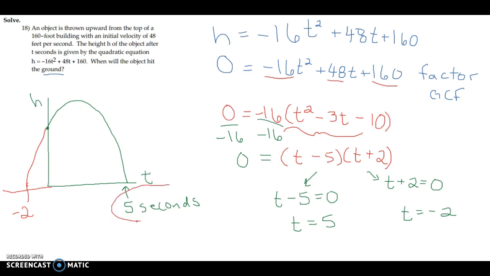So you always want to choose your positive answer. That's always going to be the right answer. So we don't use the negative answer. And sometimes one of your answers is 0. It's 0 if the object started at the ground and went up and back down. In this case, your answers were negative 2 and positive 5. So again, you choose the positive answer.